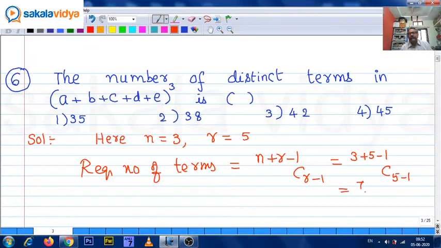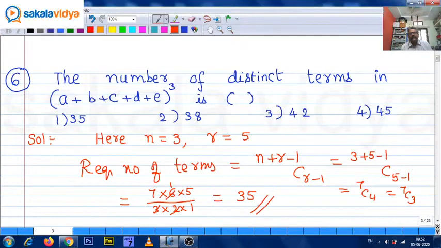So 7C4, which is the same as 7C3. So this equals 7C3, which means 7 into 6 into 5 upon 3 into 2 into 1. 3 into 2 is 6, 6 gets cancelled. So 35 is our desired answer. So the first option is the right option.